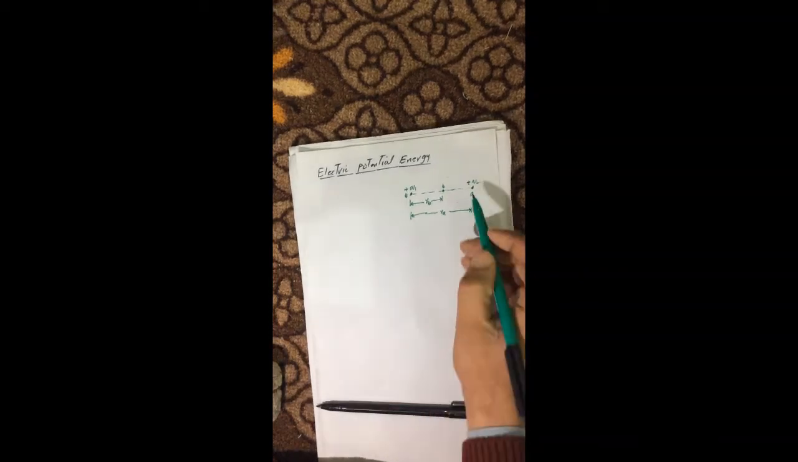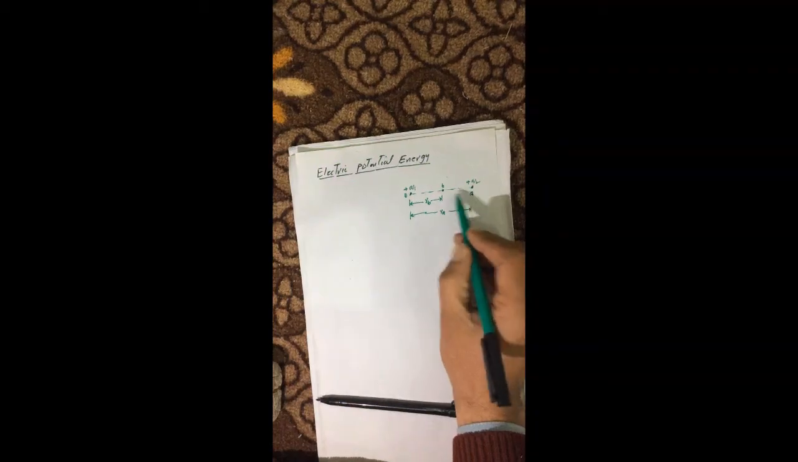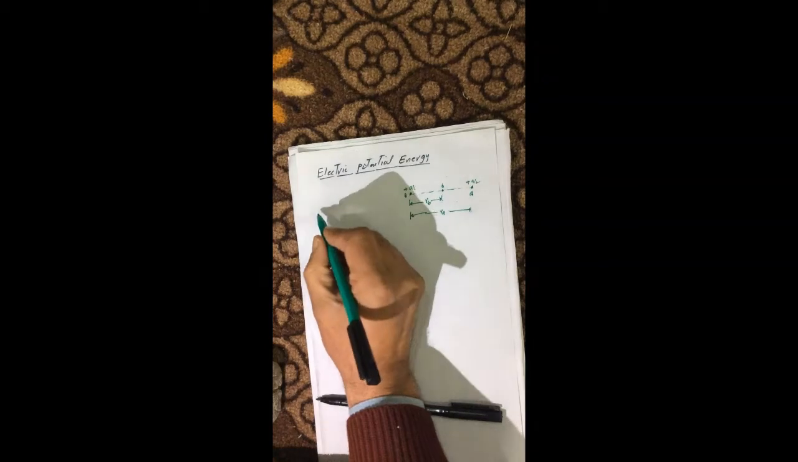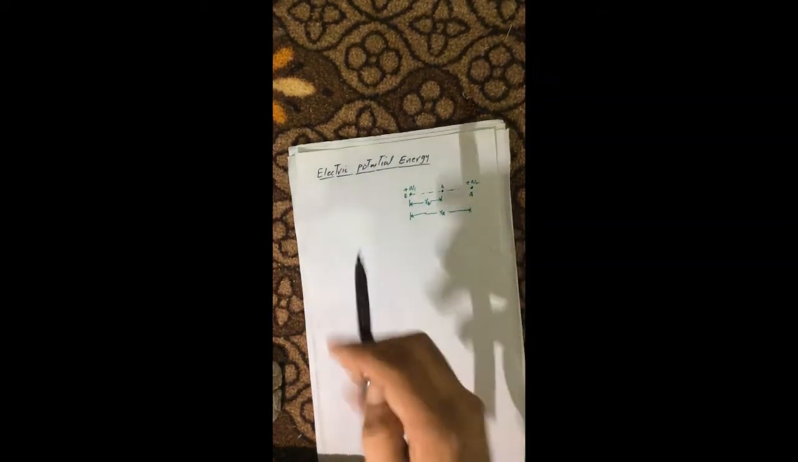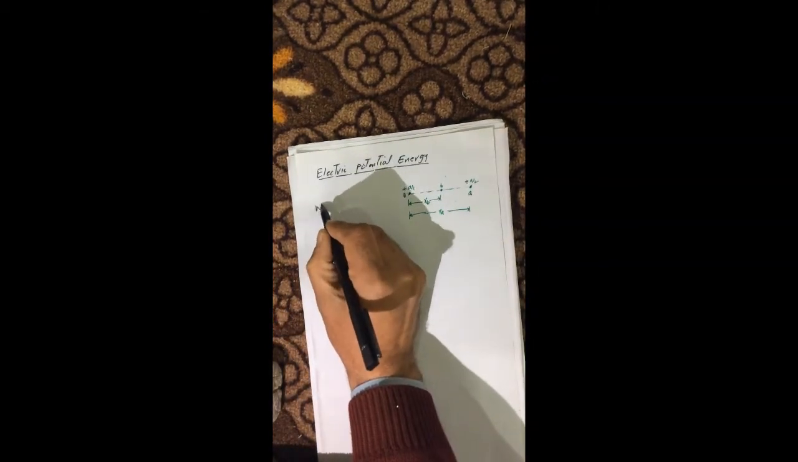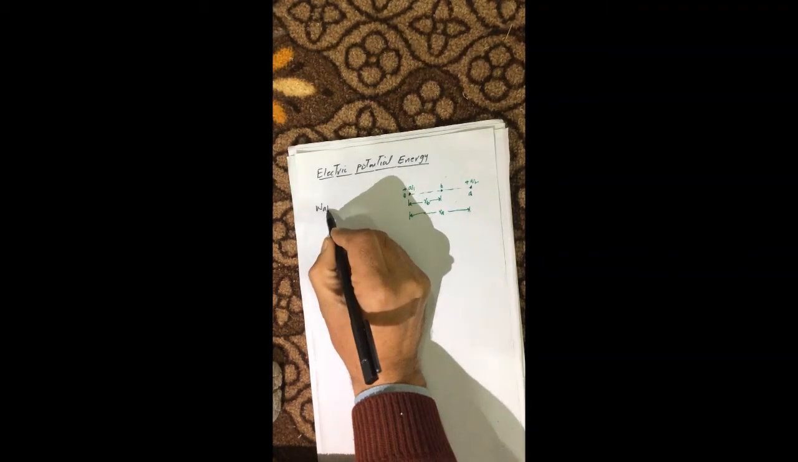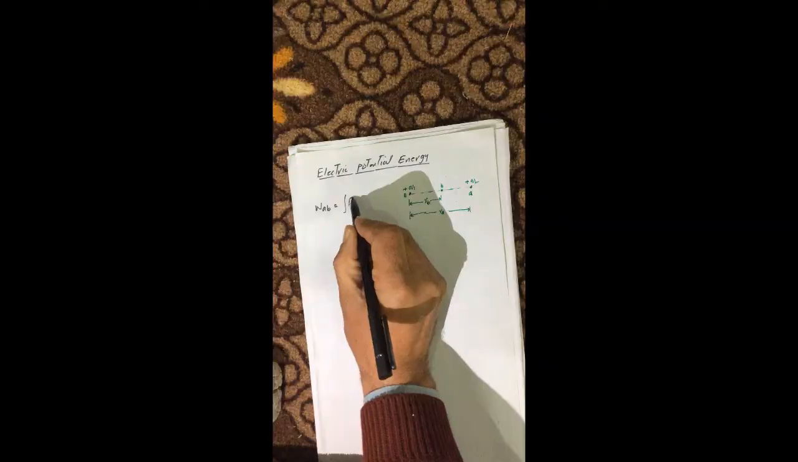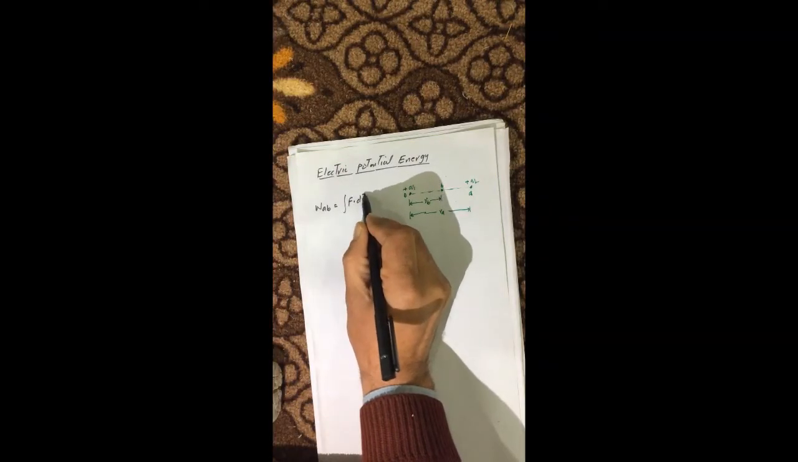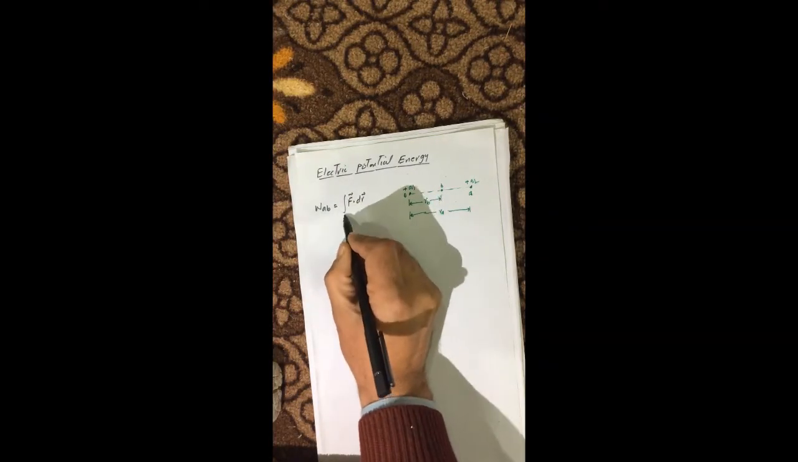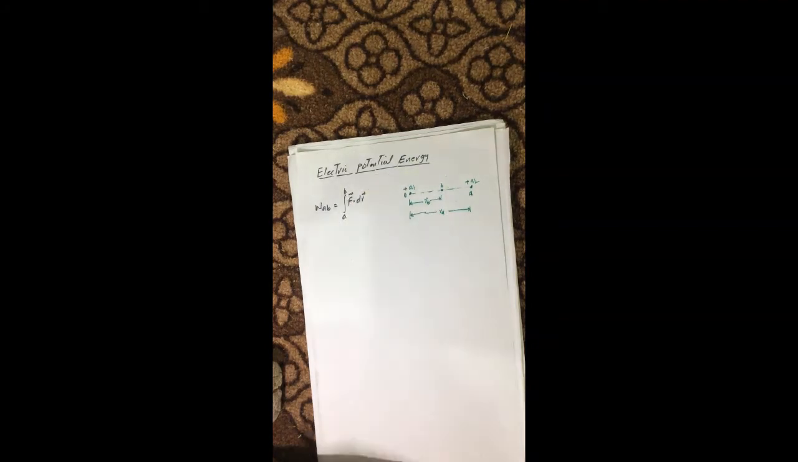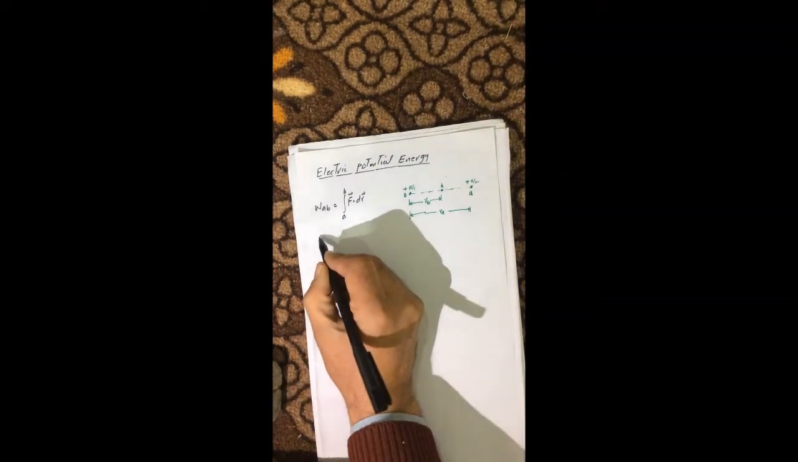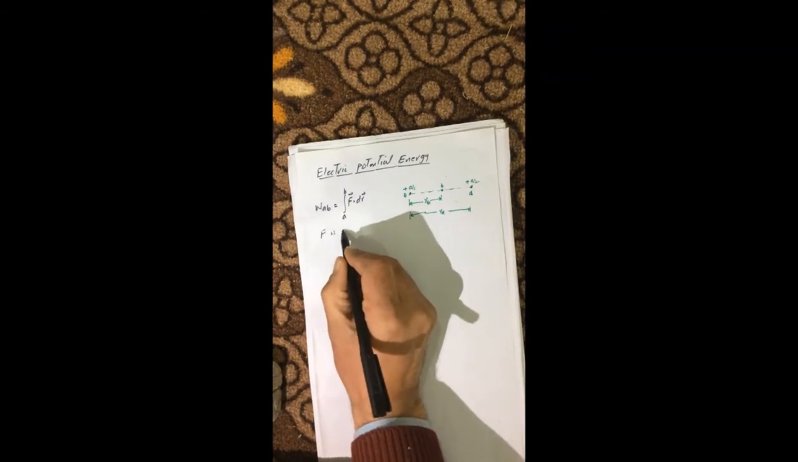Now, in order to bring this charge Q2 from point A to point B, we are doing work. And the work done in moving the charge from point A to point B is equal to the integral of F dot dr, where the limits of the integral are from point A to B. Here F is the applied force.